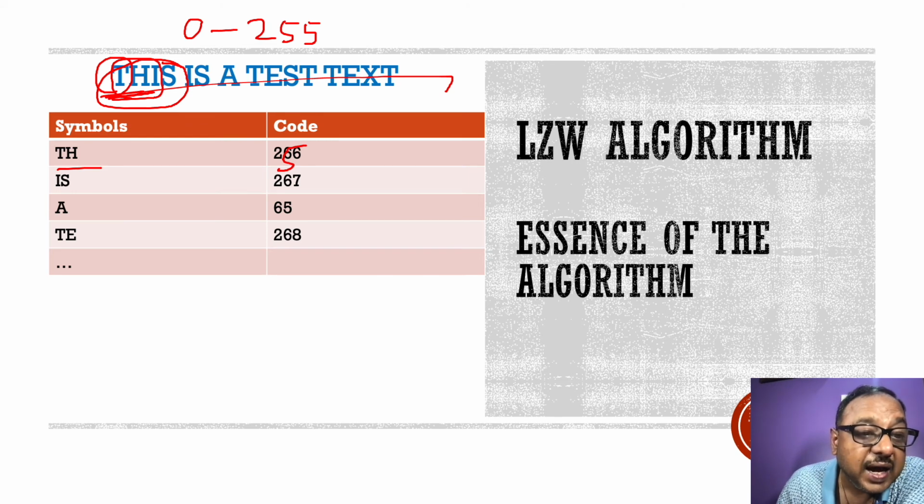Then I can see that I have this symbol IS, which is getting repeated here. So I just take IS and I make a symbol out of it. Let's say, for example, this is 267. This is not quite right, but nevertheless, this is just for illustration. So I could just replace these 2 bytes by the symbol 267. 267 also is 9 bits. So 16 bits get compressed to 9 bits. So this way we will do the compression.